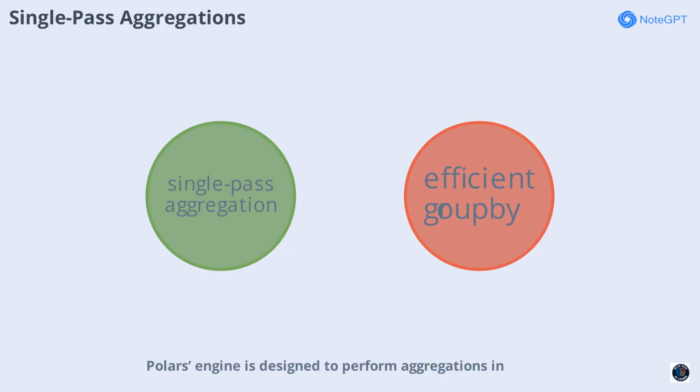Polars' engine is designed to perform aggregations in a single pass over the data whenever possible. This minimizes memory usage and maximizes speed, especially for group by operations. By combining multiple aggregations into one efficient scan, Polars delivers results faster than traditional step-by-step approaches.